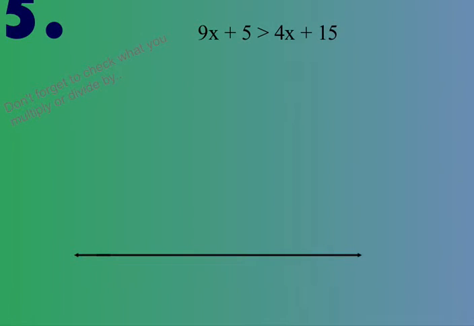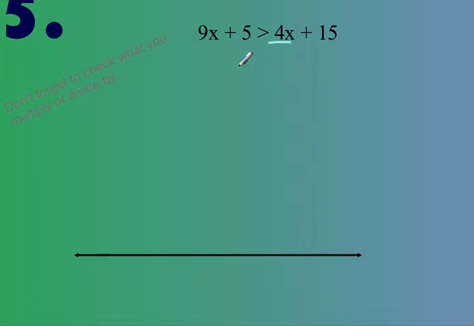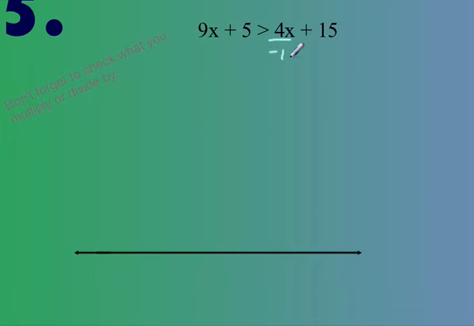Okay, let's go ahead and take a look at number 5. For number 5, we need to get our x's on the same side. Now, I like to take the smaller amount of x's and bring it over to the larger. So I'm going to go ahead and subtract 4x from both sides.